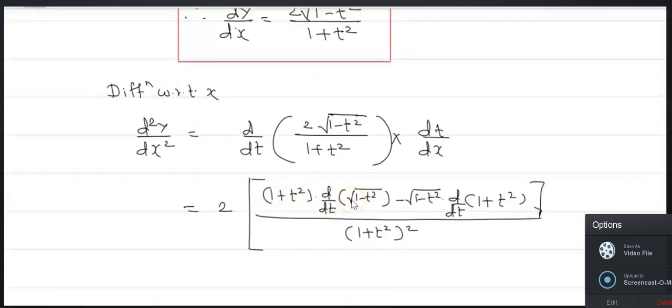Now again, what is the derivative of root of (1 minus t²)? That is 1 upon 2 times root of (1 minus t²) into again the derivative of (1 minus t²). And next is 1 plus t². Its derivative is simple: 1 is 0 and t² is 2t.